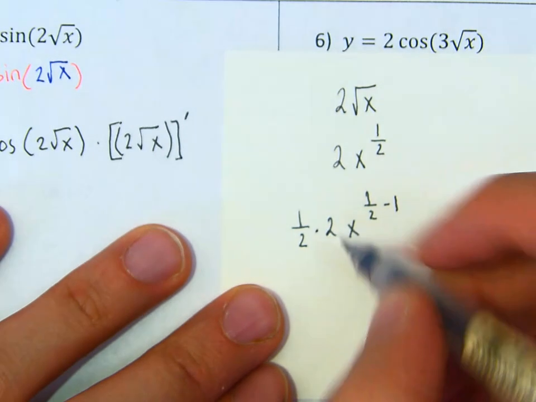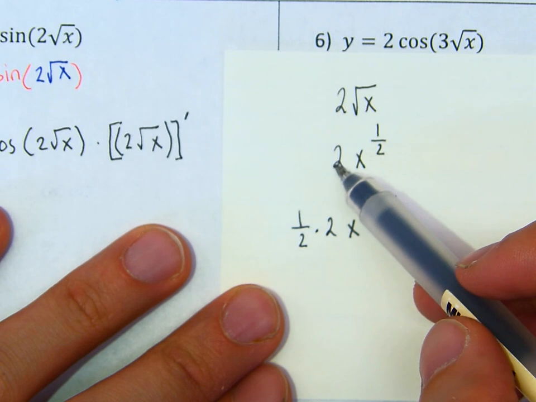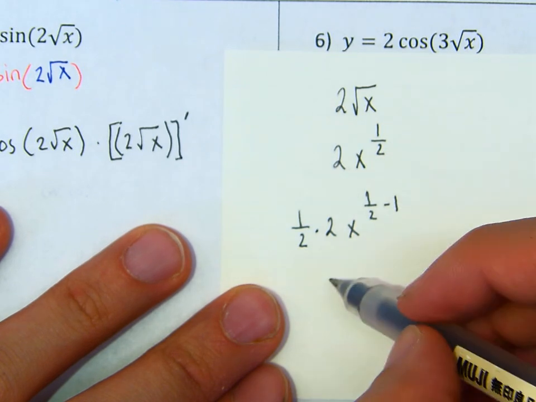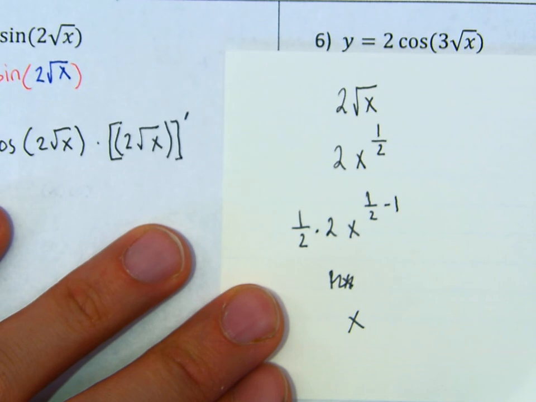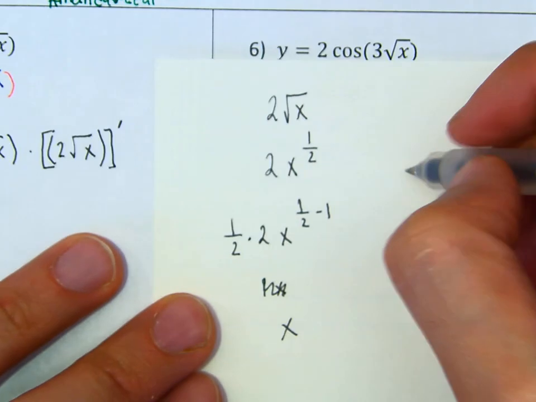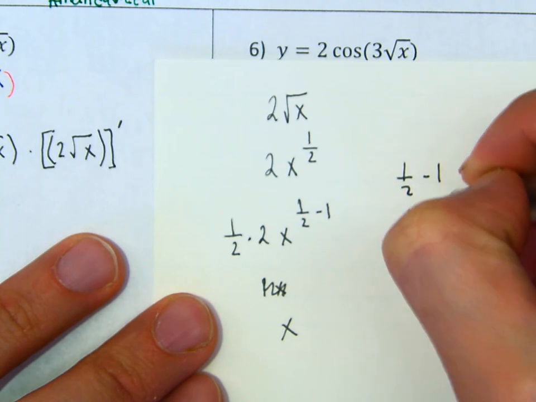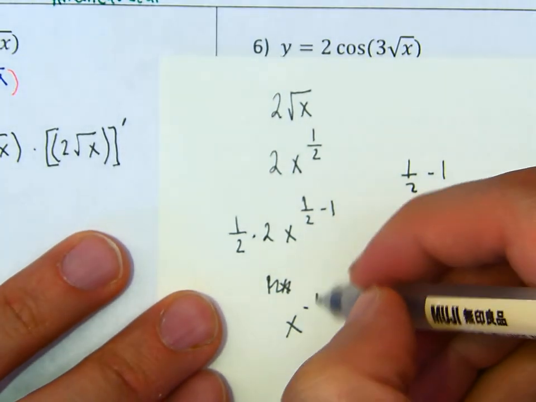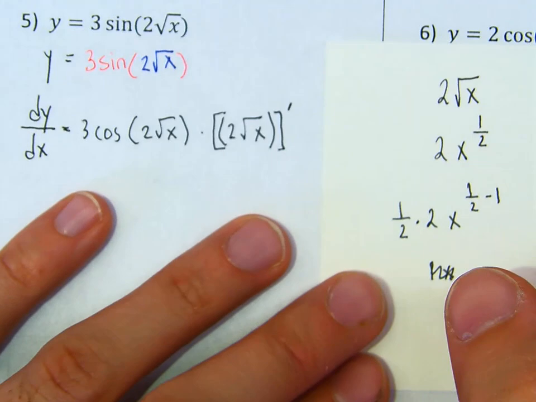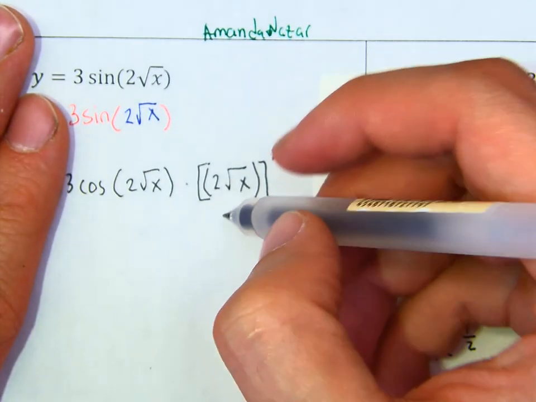If I did that very fast, pause the video and rewind, right? A half times 2 really just becomes 1x, or just x. And then what's a half minus 1? By now we should be okay with this, that a half minus 1 is the same as a half minus 2 over 2, which is negative a half. So this just becomes x to the negative half. Did you do that fast, Amanda Nazar? I don't think so. Maybe in the future, yes.